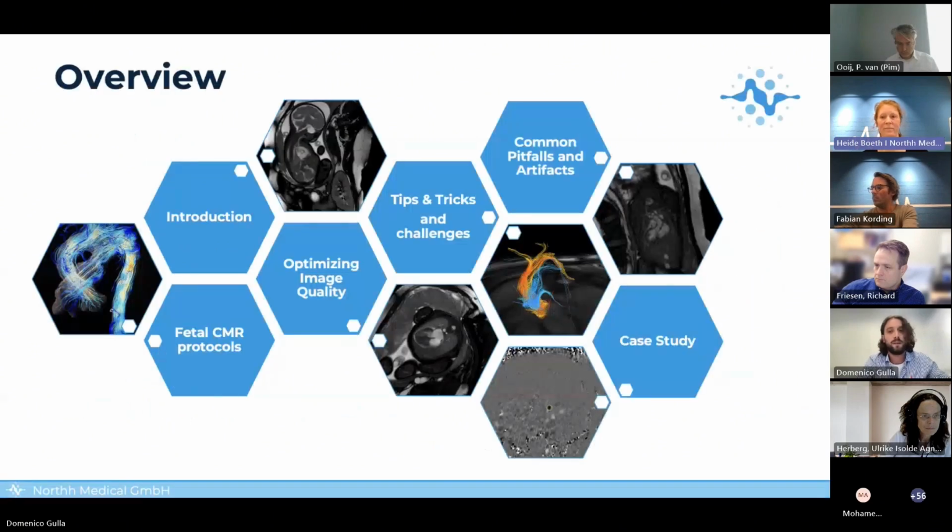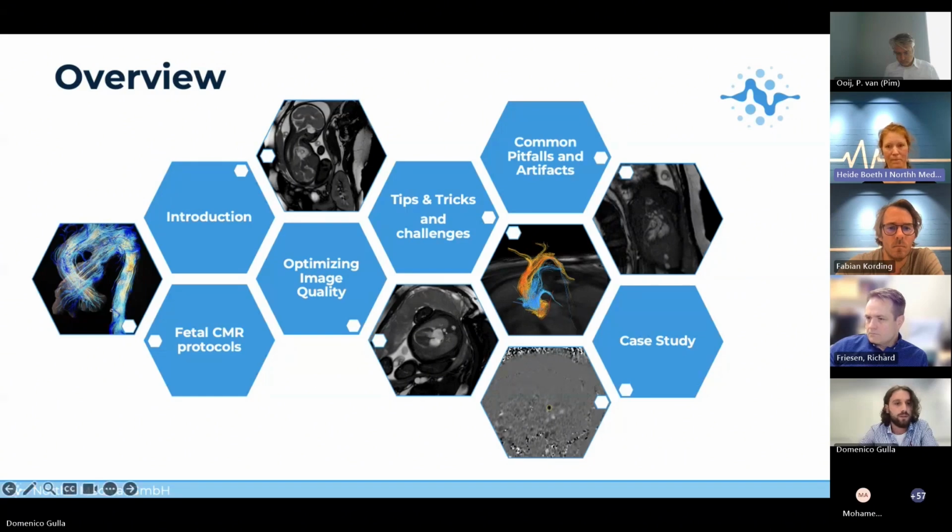And this is a brief overview. We are going to talk about fetal cardiac MRI protocols, how to optimize image quality, tips and tricks and challenges, and common pitfalls and artifacts. And then I want to share with you a clinical case study. So let's move on to the introduction.